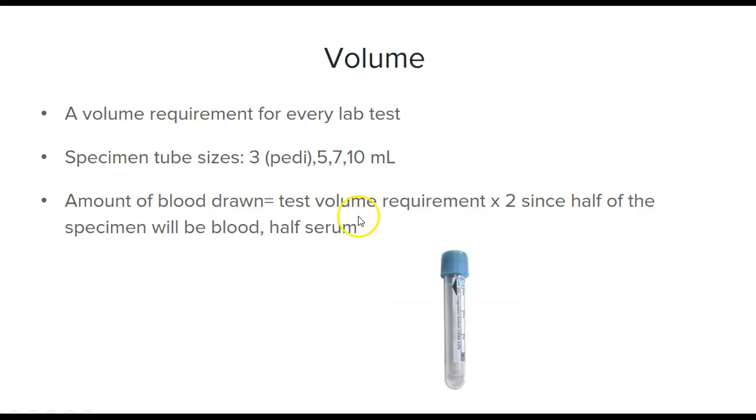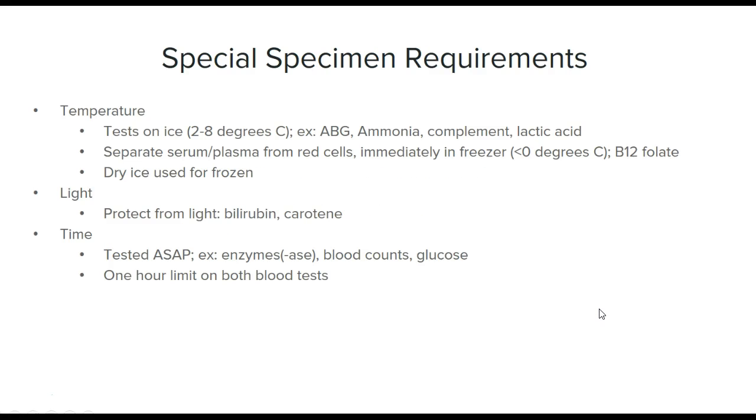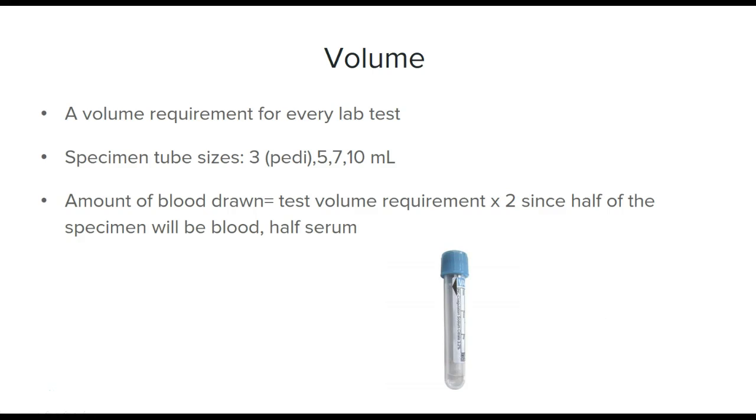The amount of blood drawn is equal to the test volume requirement times 2, since half of the specimen will be blood and half of the specimen will be serum. And I think there's a picture of that somewhere. So this is what the blood looks like when you first stick the patient and put it in there. When you spin it down, the red cells are going to go down here, and the plasma is going to be up at the top. So that's why it says you should have 2 times the amount of what you need.